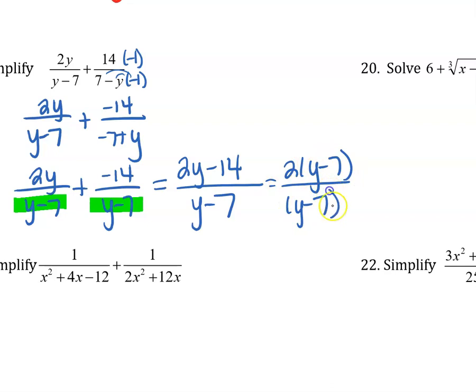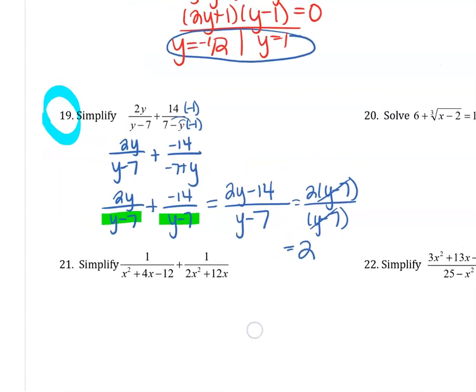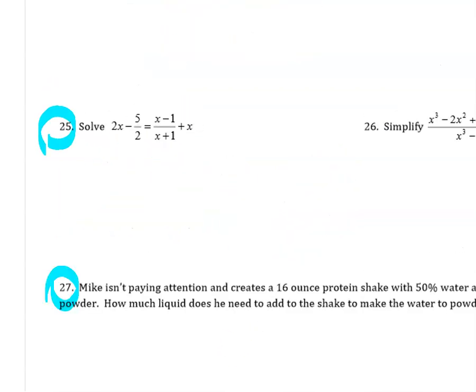And oh, hey, look at that. Y minus 7's match. So this whole thing just reduces to 2. And that's a final simplified answer. All right, moving on to question 25.